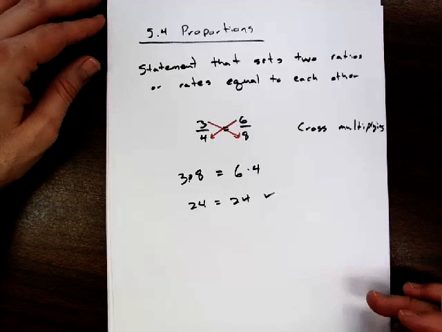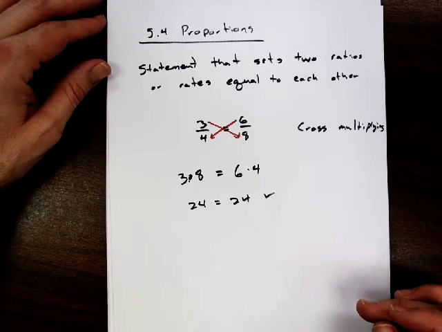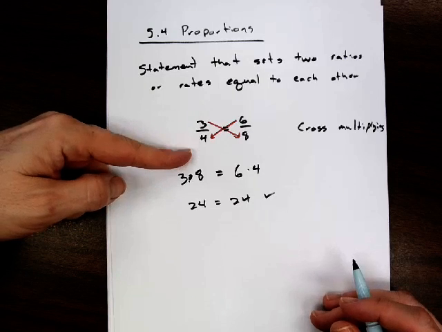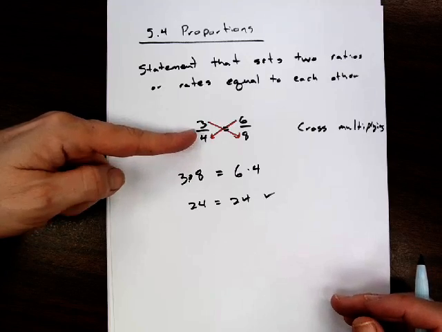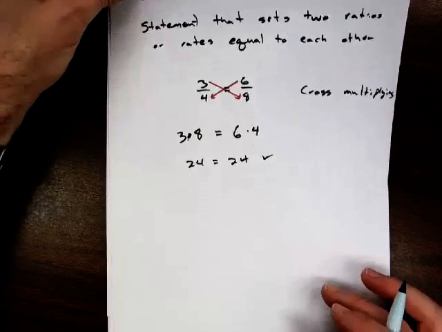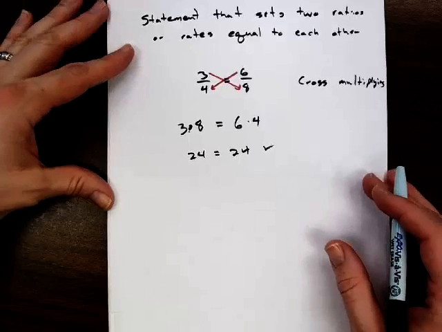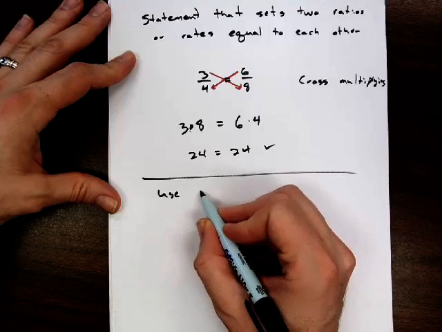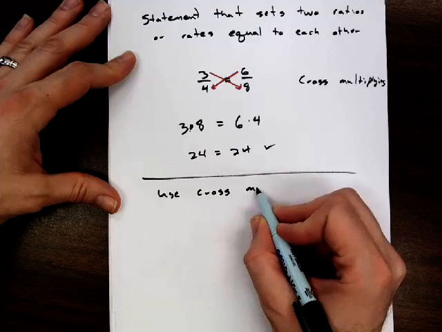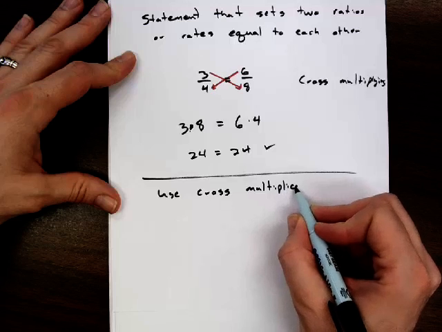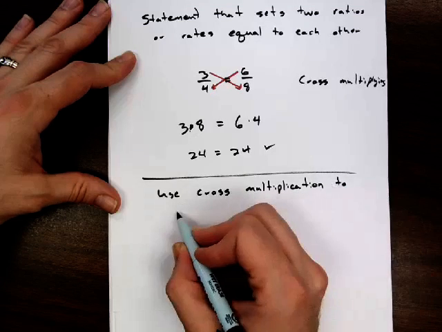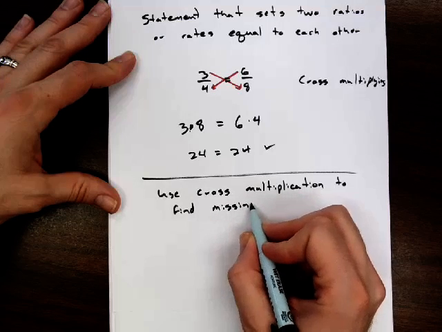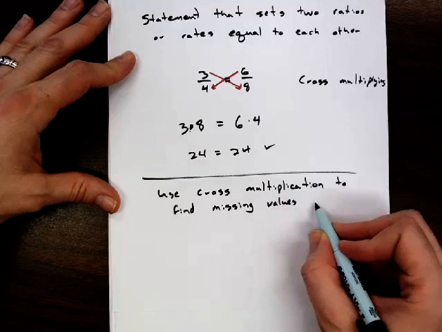What happens if we know one ratio or rate, but we don't have enough information to complete the other one? Well, we're going to be able to complete an incomplete ratio. So we can use this cross multiplication to find our missing values in a proportion.